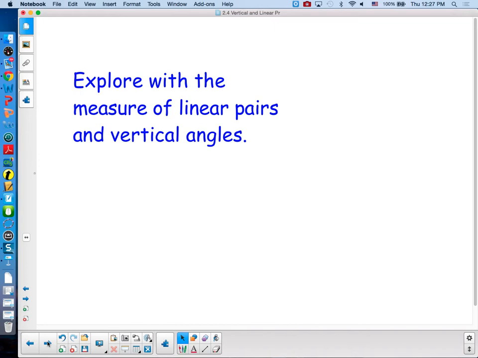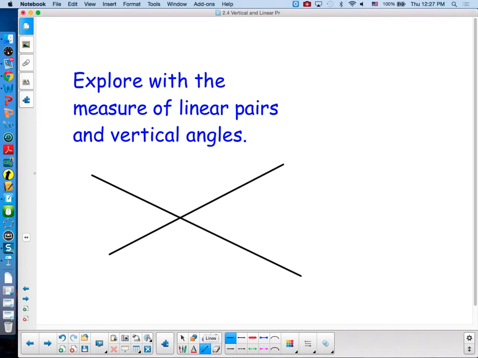Okay, on your paper, I need you to draw 2 lines that intersect. Thank you, Kim. Do not try and make them intersecting at a right angle. So make it squished. Draw 2 lines that intersect. So by doing that, you created both linear pairs and vertical angles. I would like you to use your protractor and measure how many degrees all 4 angles are. How many degrees for each angle?